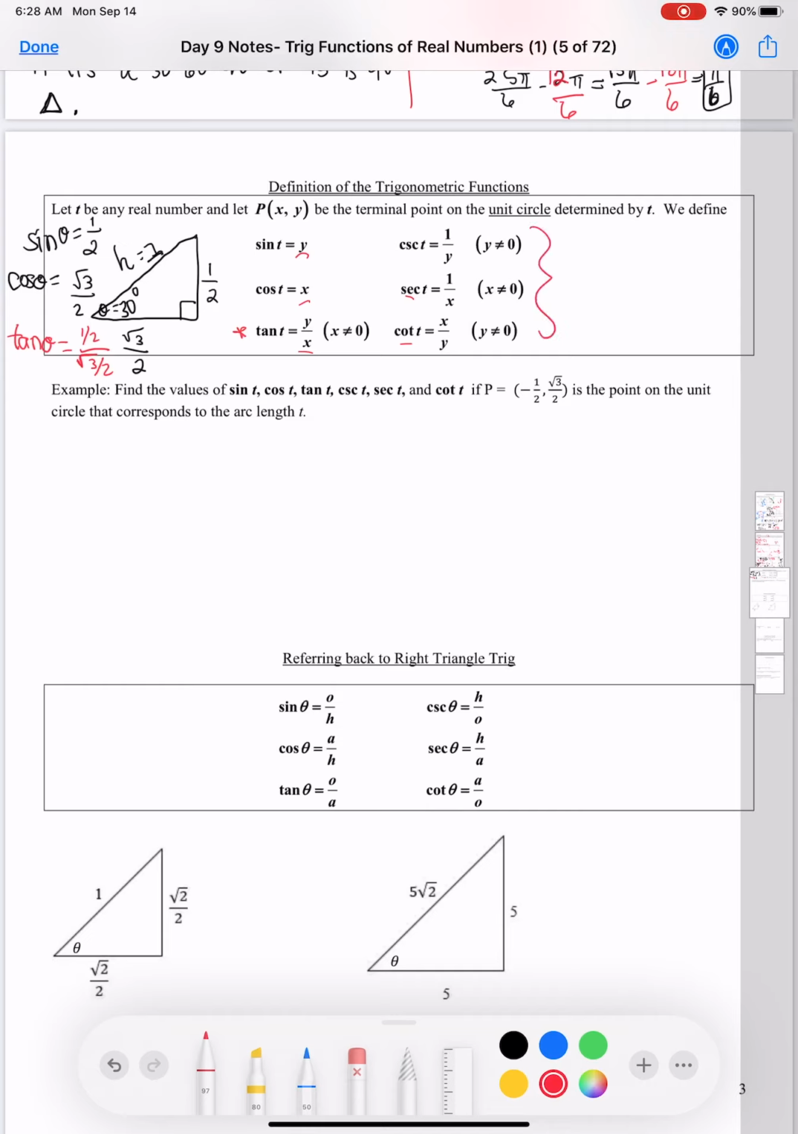Okay, and so all of these shortcuts work for points on the unit circle.